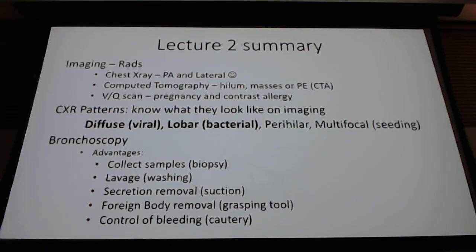When we look at patterns, again, we're communicating. So you're in a rotation in phase 2, and someone's like, what do you think about that chest x-ray? So being able to communicate some things about that. If you do see things on imaging, whether they're diffuse, lobar, perihilar, multifocal.